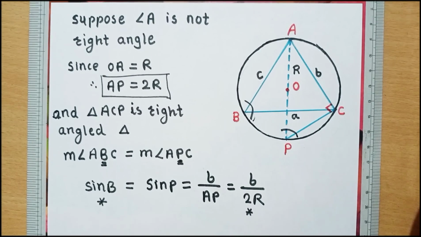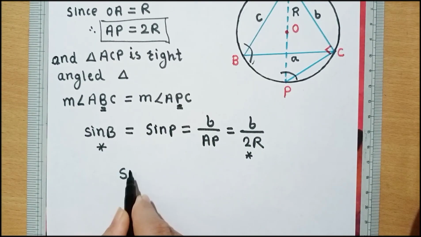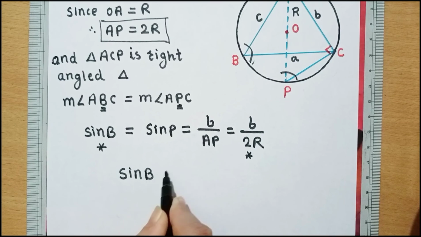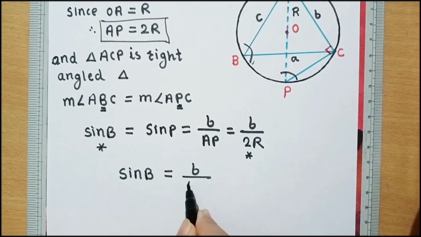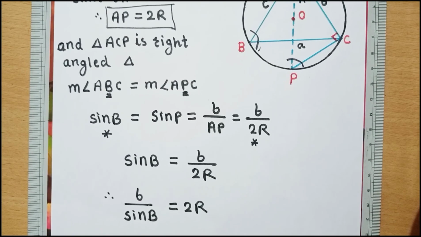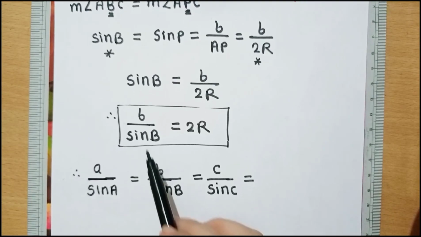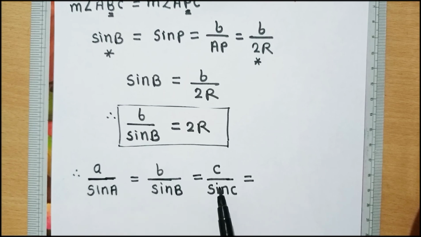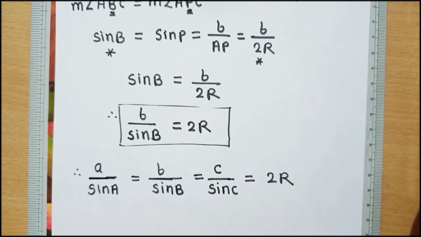We have sin B is equal to b upon twice R, and therefore, moving this term here and this term there, b upon sin B equals twice R. And again this ratio is equal to this and this. So all these three ratios are equal to twice R.